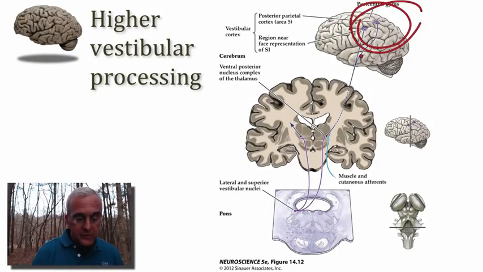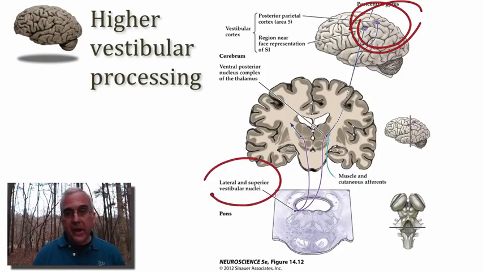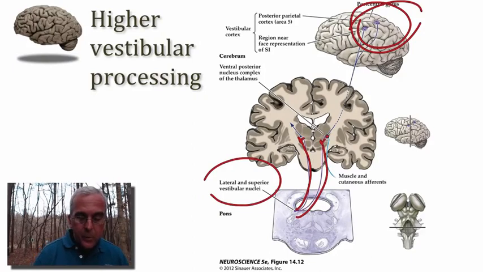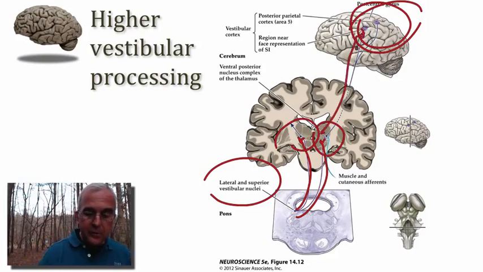Well, there are projections from some of the nuclei of the vestibular nuclear complex that project into the thalamus, into this ventral posterior complex of the thalamus, very near where our dorsal column medial lemniscal and anterolateral system afferents terminate. And then cells in this ventral posterior complex of the thalamus give rise to projections into the parietal lobe.